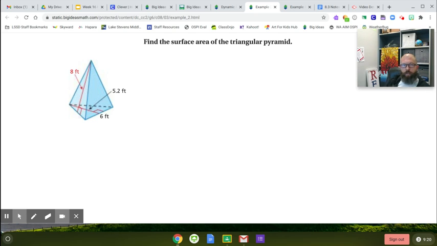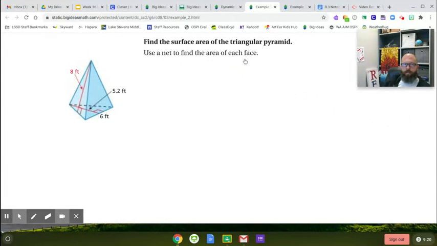8.3, example 2. It says find the surface area of the triangular pyramid this time. So not a square on the bottom, but a triangle on the bottom. So it's just one more triangle instead of a square. So no big deal. You guys know how to do the triangles. So let's take a look at this one.